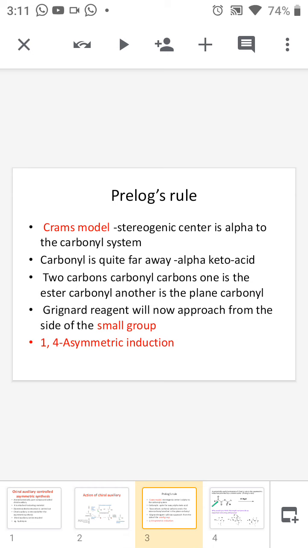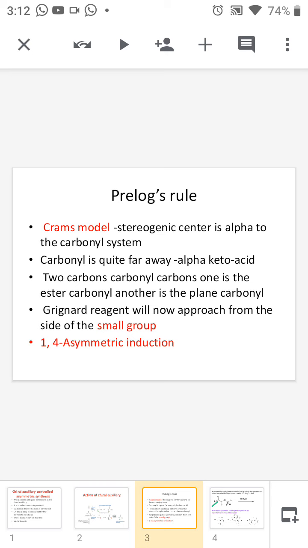Now, Prelog's rule. Last time we discussed the Cram's model. The stereogenic center in the Cram's model is alpha to the carbonyl group. That means the chiral carbon atom is attached to the alpha position of the carbonyl group. But there are some examples in which the chiral center is quite far away from the reaction center, in which two carbonyl carbons, one is the ester carbon.